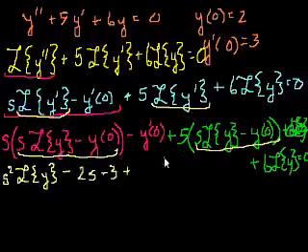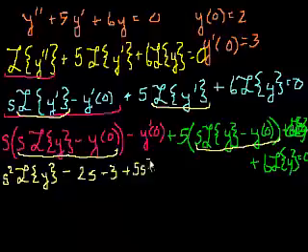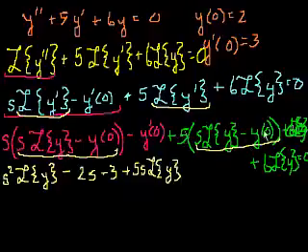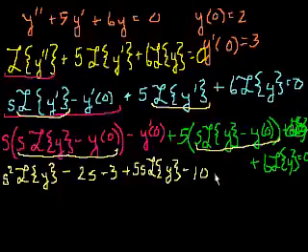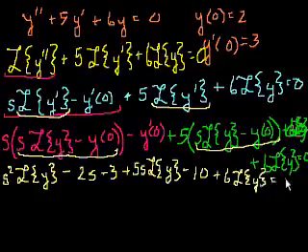Plus, so we have 5 times s times the Laplace transform of y. So plus 5s times the Laplace transform of y. Minus 5 times y of 0. y of 0 is 2. So minus 10. Right? 5 times, this is 2 right here, so 5 times 2. Plus 6 times the Laplace transform of y. All of that is equal to 0.